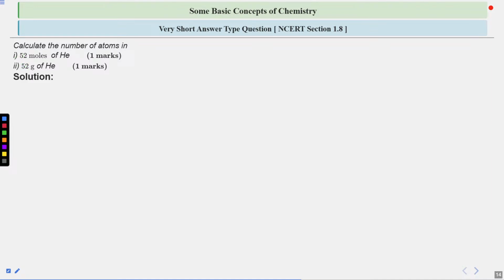How will we do it? How will we calculate the number of atoms? So first of all, I will calculate the number of atoms in 52 moles of helium.